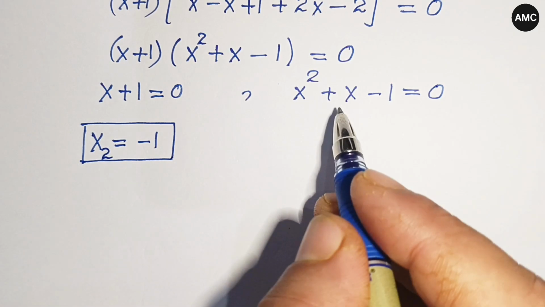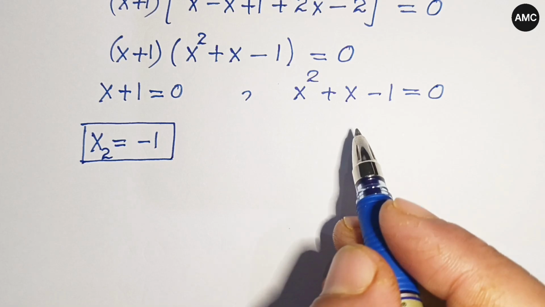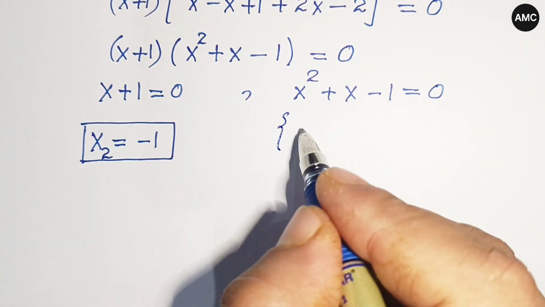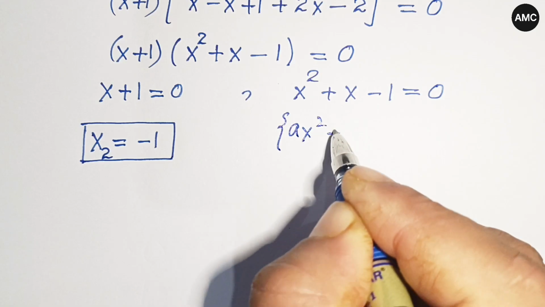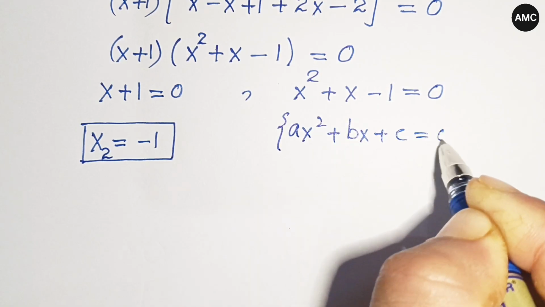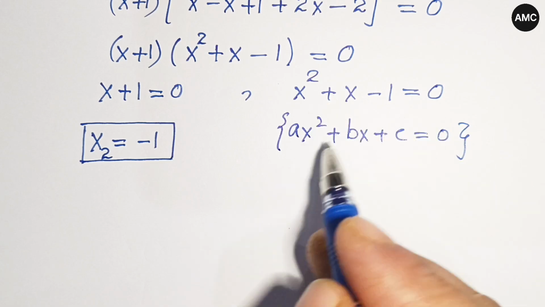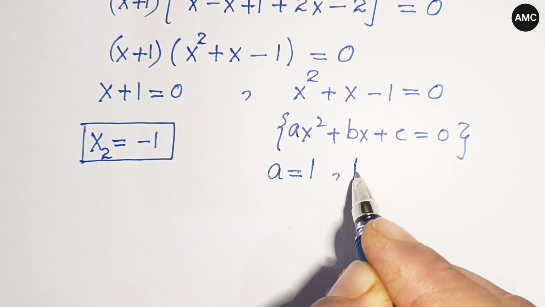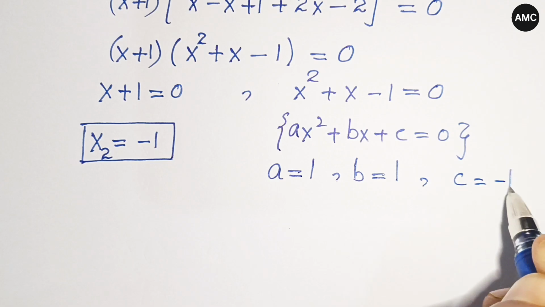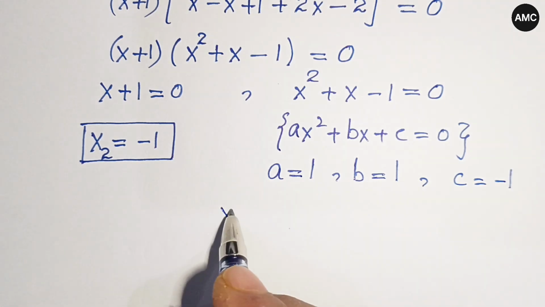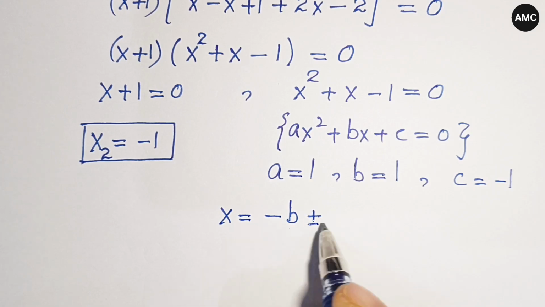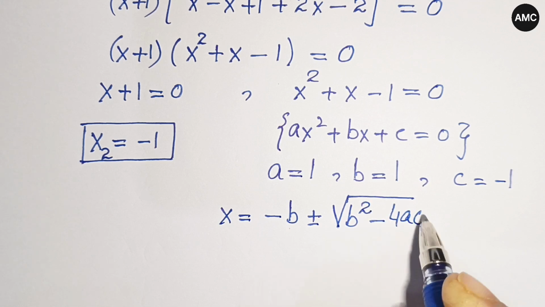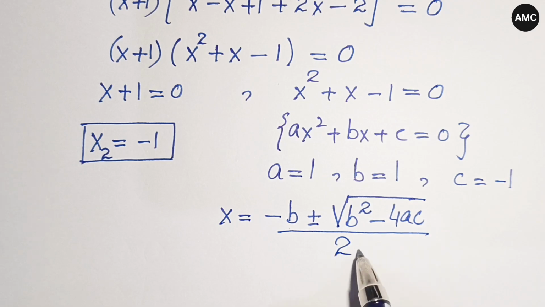Now solving this one, as it is a quadratic equation, we have to solve it by using the quadratic formula. Hence we have to just compare with the general form of quadratic equation, which is a x squared plus b times x plus c is equal to 0. Now comparing this equation with this one, we get here a is equal to 1 because the coefficient of x squared is 1. So we write a is equal to 1, b is equal to 1 and c is equal to minus 1. Now using the quadratic formula, x is equal to minus b plus minus square root of b squared minus 4ac all over 2 times a.